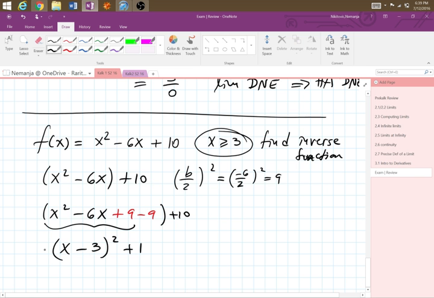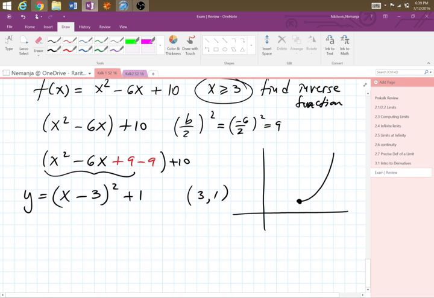So now this allows me to graph the function easily because I know that the vertex is at (3, 1). And that's awesome because if you're looking at our restricted domain, the function is to start at 3 for x's. So my graph for this is that, which is awesome.